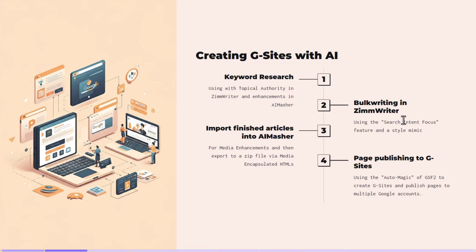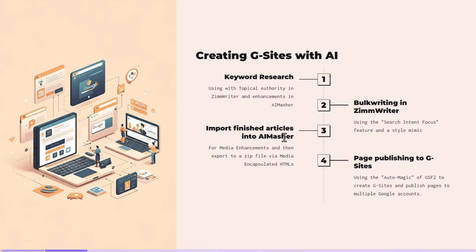I skipped making featured images. I'm making the featured images in AI Masher. And then I come over here, I imported the article, made the media enhancements in here. I used a template to put voiceovers with each of these. And then I hit that magic button at the bottom.